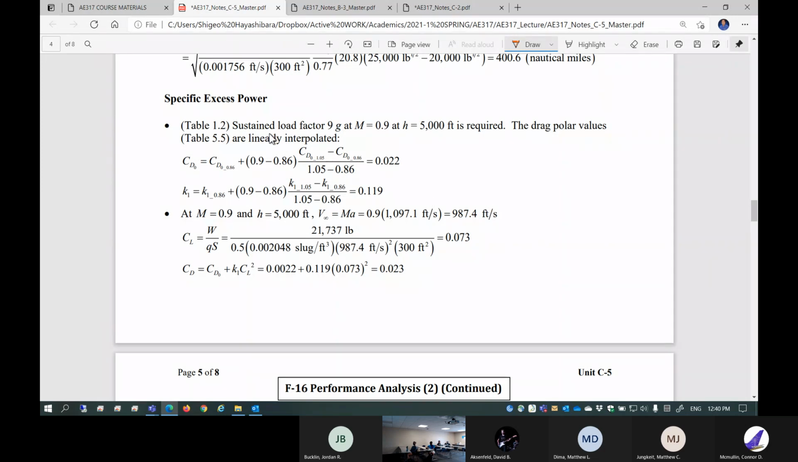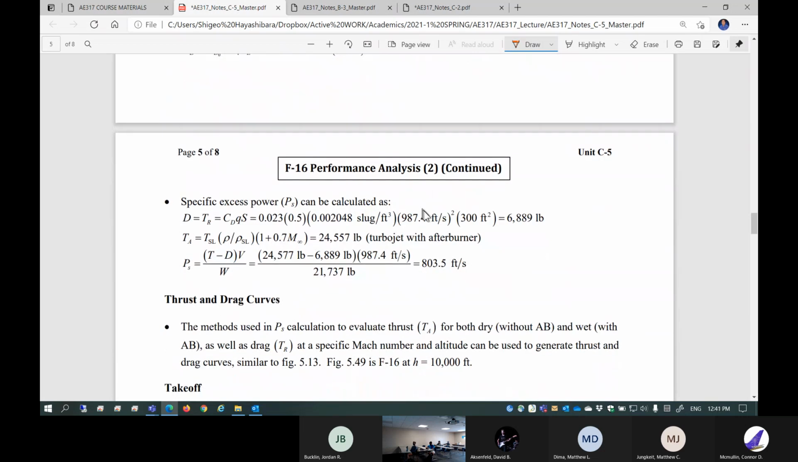So you are going to set up certain things. In this case, this is the fighter jet. You need to have a sustained load factor of 9G at Mach number 0.9, altitude 5,000 feet. This is a very, very severe requirement. It requires a lot of strong materials and light weight and lots of other things need to come together. But at least in terms of specific excess power required for such a maneuver, you need to come up with the value. That is this: a specific excess power of 803.5 feet per second at altitude 5,000 feet. This actually requires a huge engine, doesn't it?